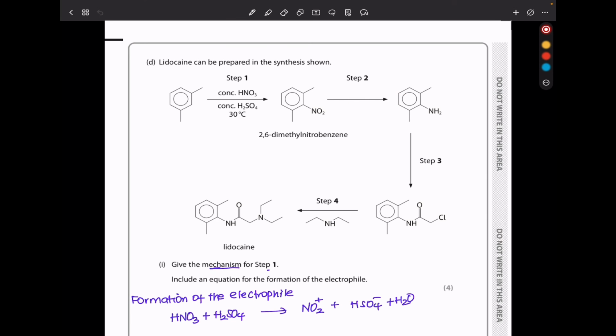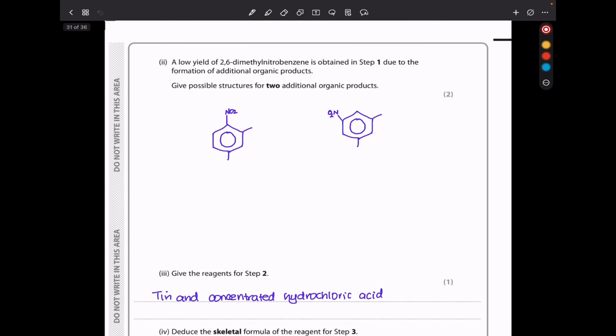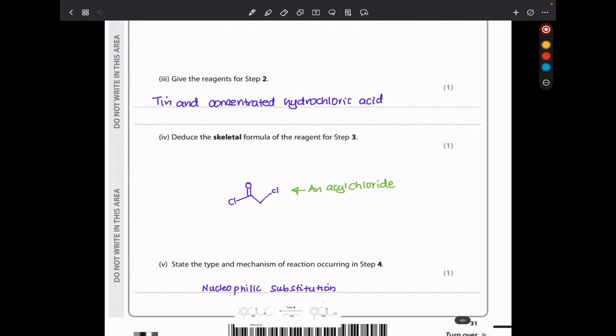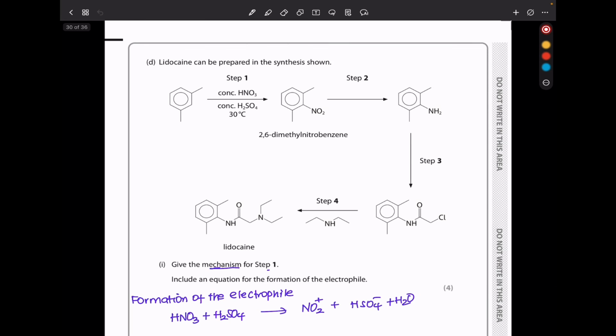This is reduction. It's going to be tin in concentrated hydrochloric acid. The next part says deduce the skeletal formula of the reagent in step 3. Again, to go back, step 3, because we see this nitrogen is going to be attached to a carbon in the CO double bond. So that means there is going to be a halogen that comes, and this is going to be a substitution reaction.